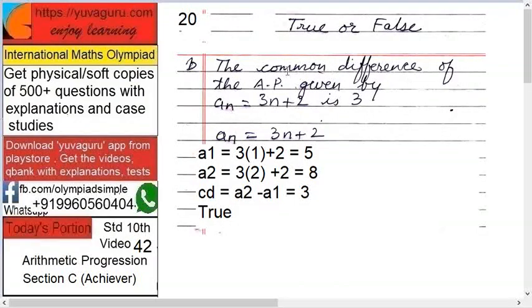Now what is CD? Common difference we want. CD is the difference between the two consecutive terms, that is a2 minus a1, that is 8 minus 5, that is 3. And what is the given? 3. So this is true.